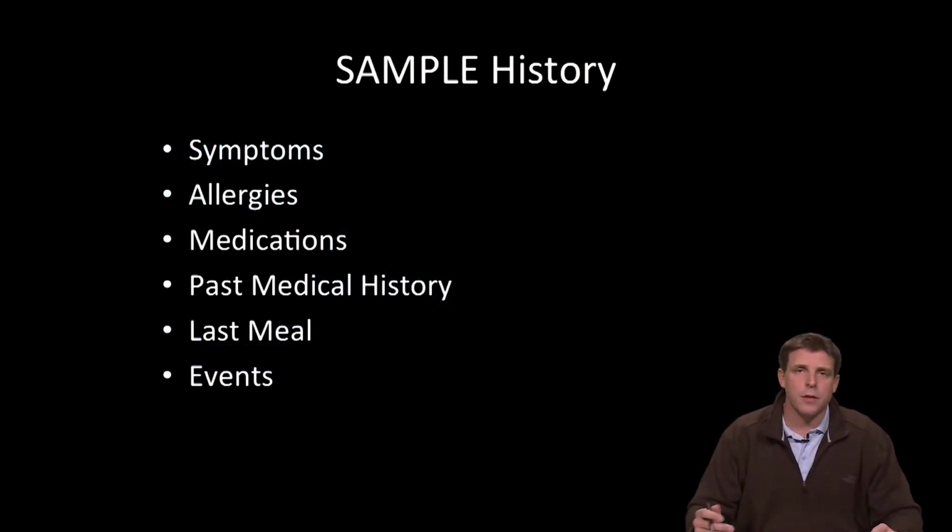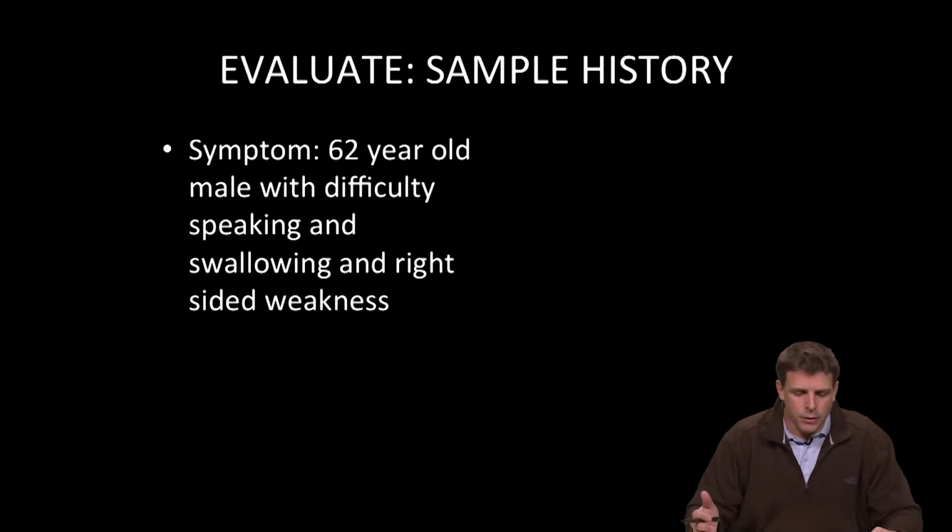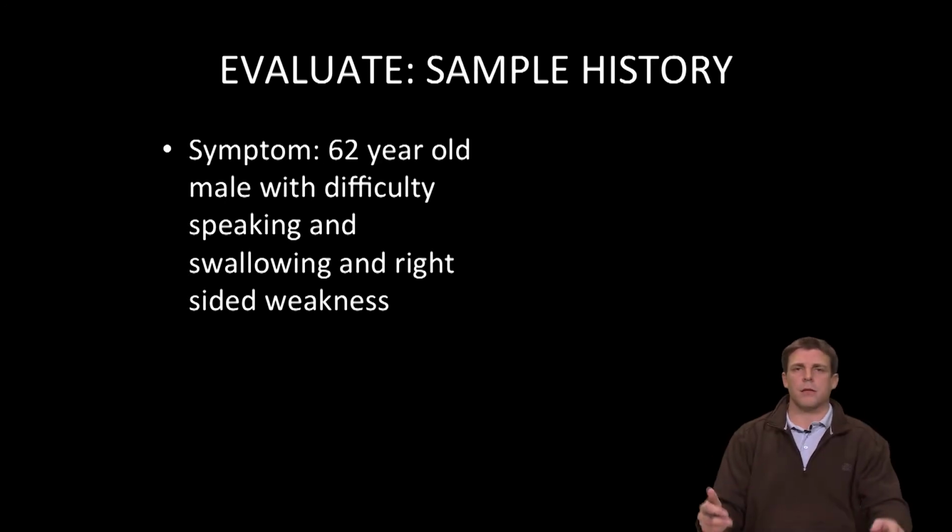The SAMPLE history consists of symptoms, allergies, medication, the past medical history, the last meal, and the events surrounding the patient's presentation. So this is a fairly comprehensive, cut and dry history of the reason that the patient is in the emergency room. All right. Now, in this patient, our SAMPLE history is, the symptom is that this is a 62-year-old male. He has difficulty speaking and apparently swallowing, and as well now right-sided weakness.